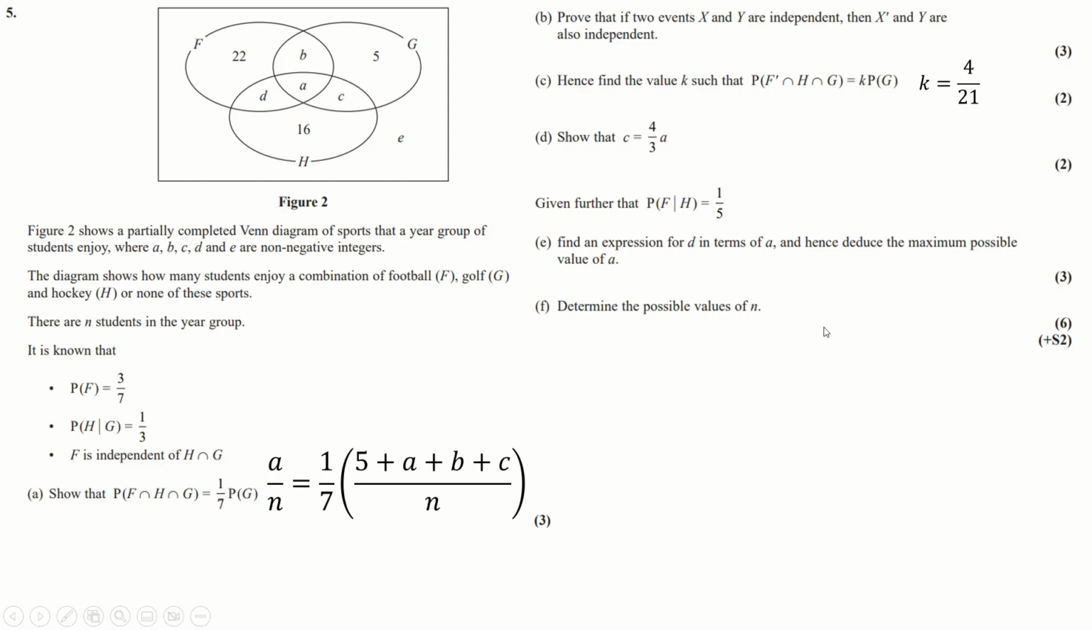But now we can also use the result we had before up here. Now, what is P of F dashed and H and G? Well, that's just not F in H in G. Well, that's just C. So that's just C of N. So this says C of N is 4/21 of that same thing.